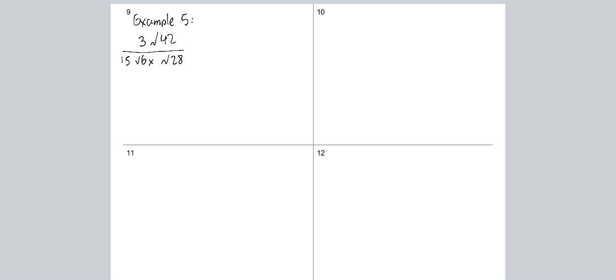So root 42, is there a square number that will go into 42? Is there a square number that will go into 28? That kind of question. There may or may not be, but that may be a good first step. But looking at it, I can sort of see already that I know that 6 goes into 42, right? How many times does 6 go into 42?